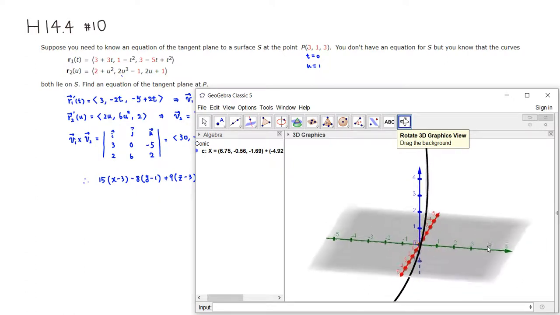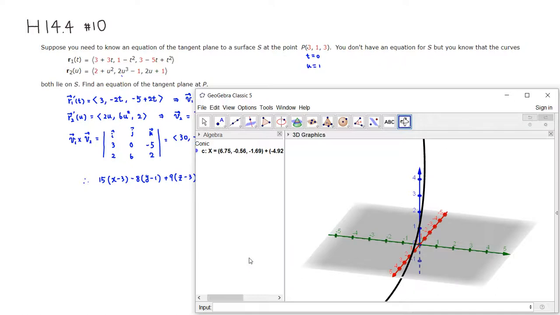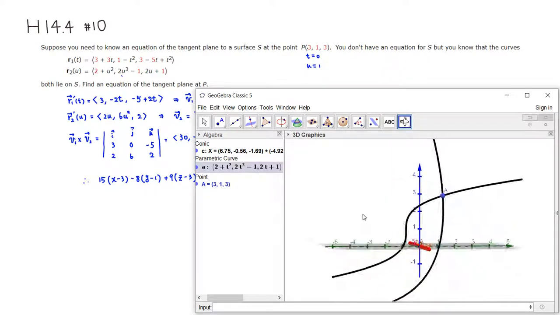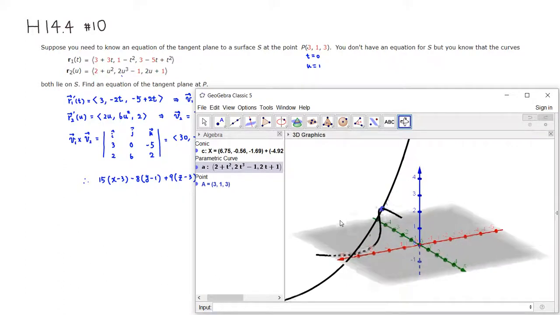So you have a curve here, and the point is (3, 1, 3), so I'm going to put the point there too. The other curve, I'm going to use t for this too: (2 plus t squared, 2t cubed minus 1, 2t plus 1). You can see that there are two curves intersecting at this point (3, 1, 3).